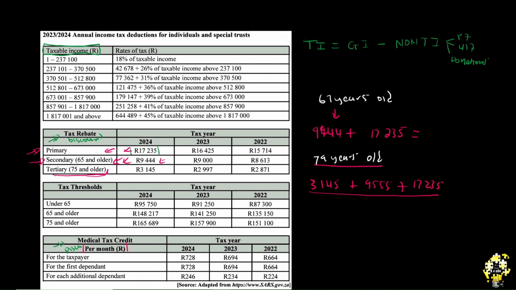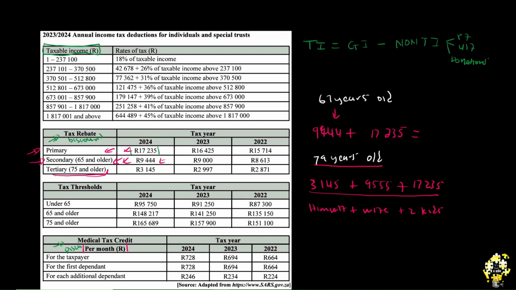So if they tell you that there is an individual who contributes to medical aid, let's say that he himself is the contributor, the person who is going to receive these medical tax credits, plus the wife, so it's himself, the wife, and two kids, two children, and we are dealing with 2024. So how do you account for this?